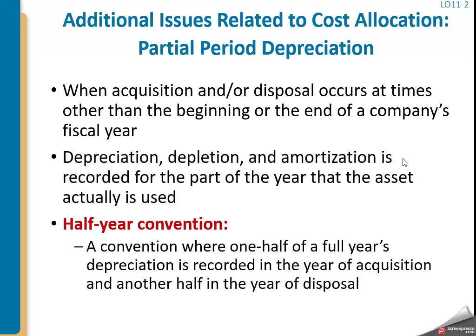Now, we can have times where we obviously don't buy the asset at the first of the year. So maybe we buy it in May or June or July. So we can do a half year convention to say that we're only going to take half of the year of depreciation in the year that we acquire it or in the year that we dispose of it, assuming that it's not at the beginning or the ending of the year.